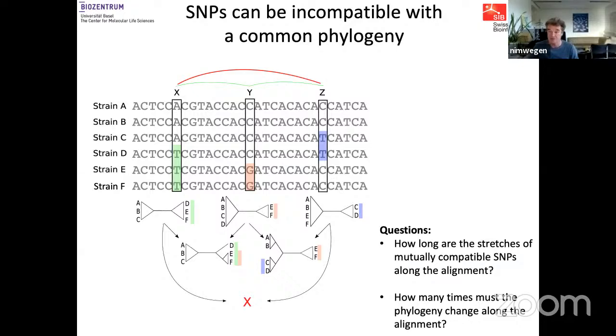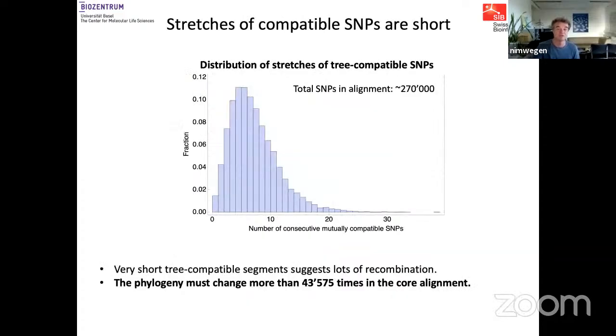And you can look at, for example, also how many times minimally do I need to change the phylogeny as I go along the entire alignment. And these kind of methods are actually very standard in the analysis of evolutionary, of sexually reproducing organisms. And so here we're simply applying them to our bacterial alignment.